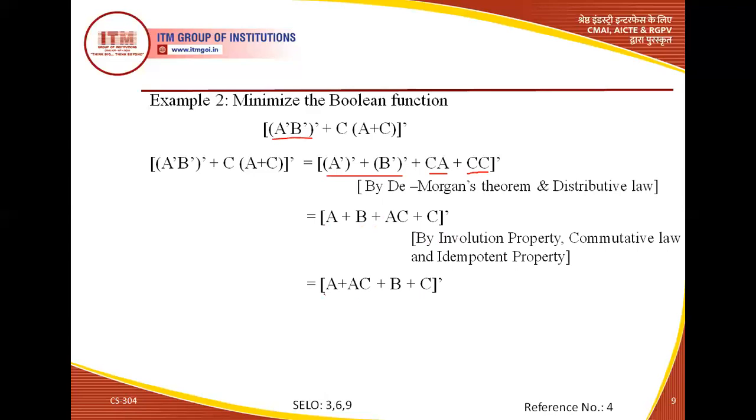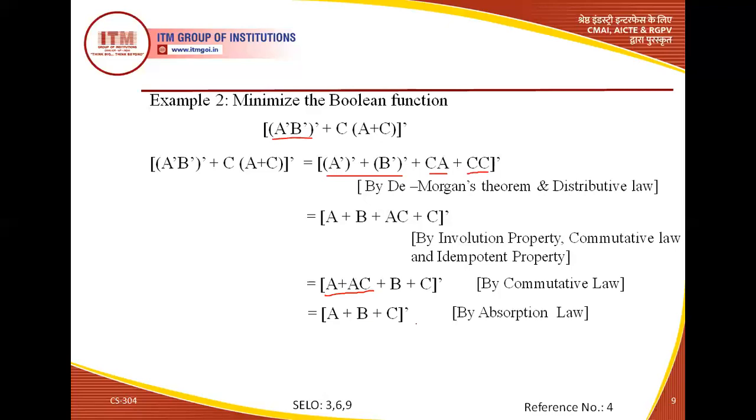Now we can apply the absorption law on A plus AC. So by using absorption law, in place of A plus AC we can place the value A, because we know that by absorption law A plus AB equal to A. So by using absorption law, we can write A in place of A plus AC, and B plus C is the same. So now we get (A plus B plus C) whole dash.